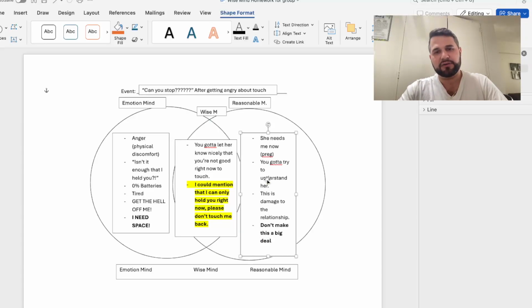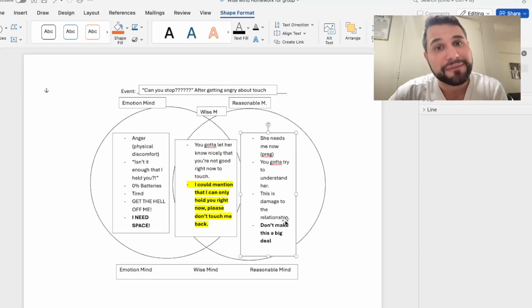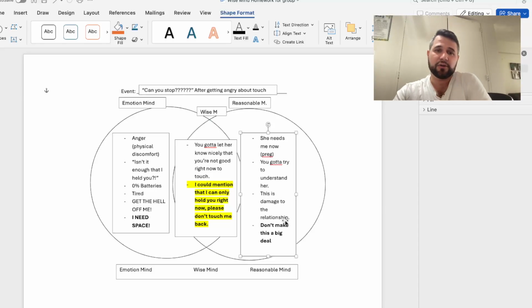And then also, she needs me right now. She's pregnant. You've got to understand her. This is lashing out. It's damaging to the relationship. Even not giving her physical touch is damaging. She says her love language is touch. I think a lot of people this is. So I can hold you. Please don't touch me back, right? I need that from you. And that is probably the most balanced way to go about this.